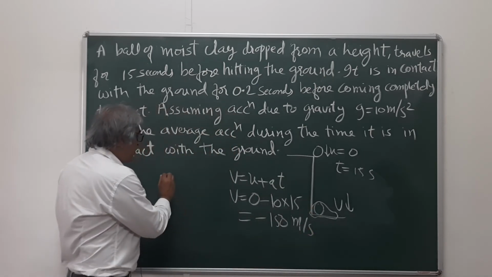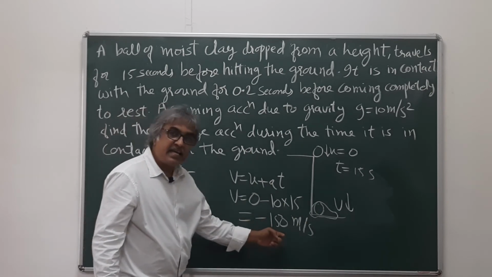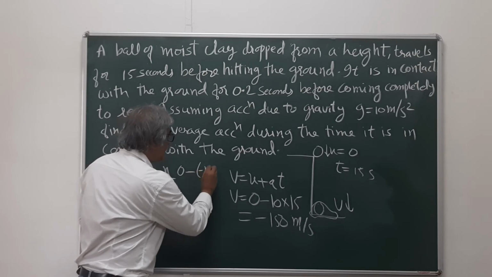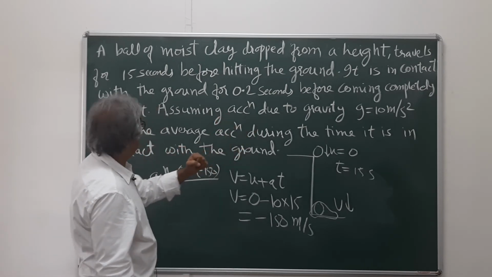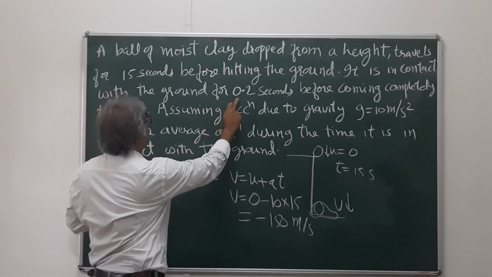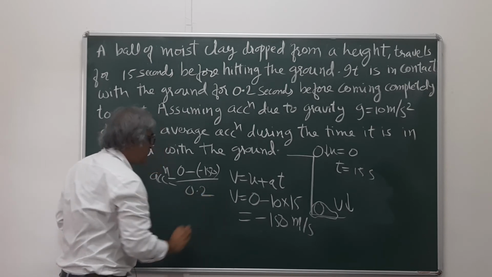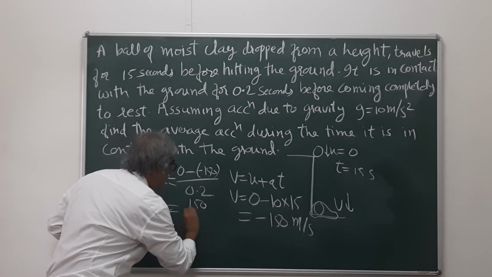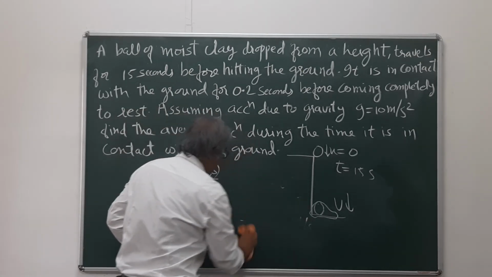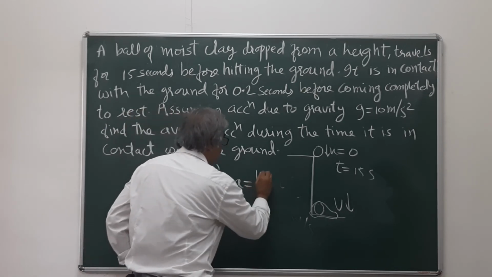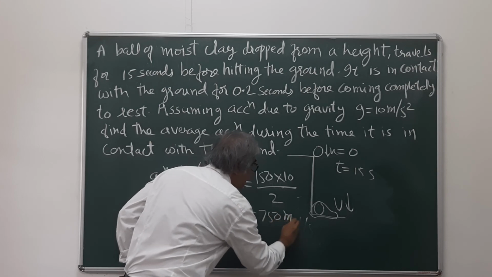If you want to find the acceleration, the final velocity when it settles down is 0, and the initial velocity is minus 150. So it's 0 minus of minus 150 upon time. Change in velocity upon time is acceleration, and the time the ball is in contact with the ground is 0.2. So this is plus 150 upon 0.2, and the acceleration A is 150 into 10 by 2, which is 1500 by 2, or 750 meters per second square.